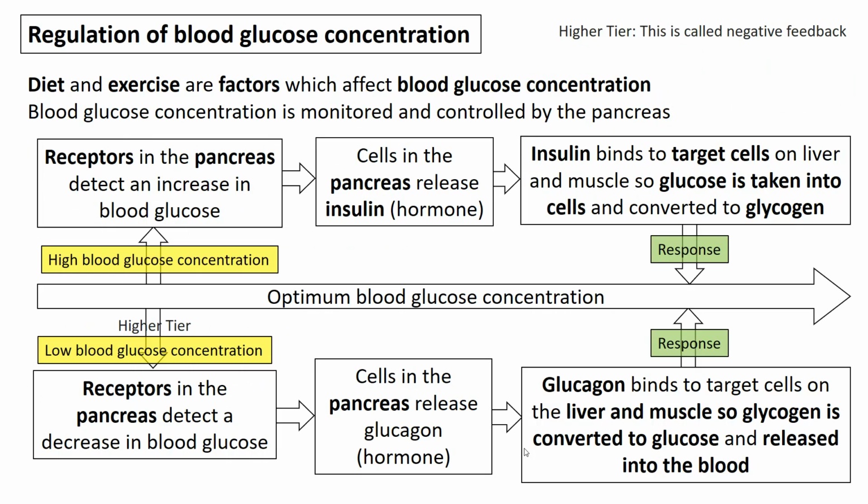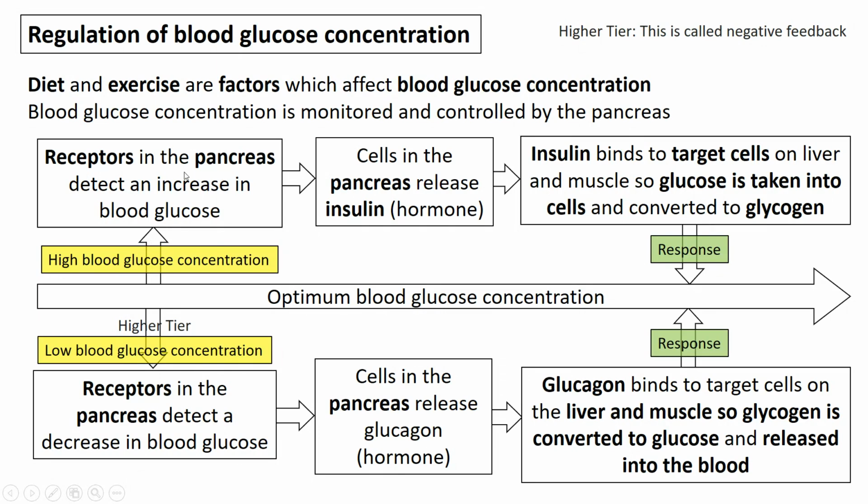However, for higher and foundation tier, you need to know a little bit more information. Now, if we just slow down and have a look at the slide, I know there's a lot of information on this slide, but this is really how hormones regulate your blood glucose concentration. So never call it blood sugar, it's always blood glucose. So let's stick to glucose. The optimum is shown by this arrow going through the middle, that would be 90 milligrams per 100 centimeters cubed of blood. If you've eaten a large meal or had a sugary drink, your blood glucose concentration may increase and it will go higher.